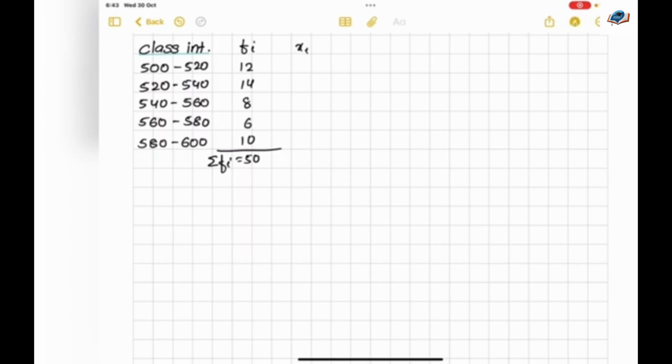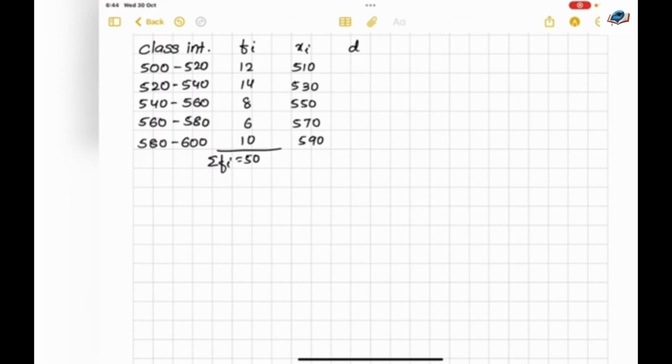Now xi, so 500 plus 520 divided by 2. So that will come as 510. 520 plus 540 divided by 2. So that will come as 530. Then this will be 550. Difference is 20, see. So 570, 590.